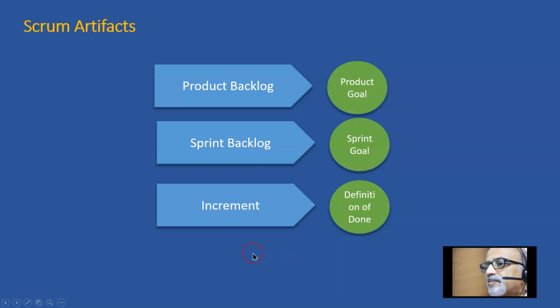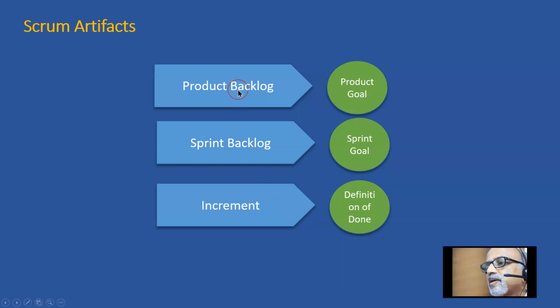So far we have discussed the Scrum team. Then we discussed the different roles in the Scrum team, like the product owner, the development team, and the Scrum Master. And we discussed the sprint, and the ceremonies like the sprint planning meeting, sprint review meeting, the daily Scrum or the daily stand-up meeting, and the sprint retrospective meeting. Now let us discuss the Scrum artifacts.